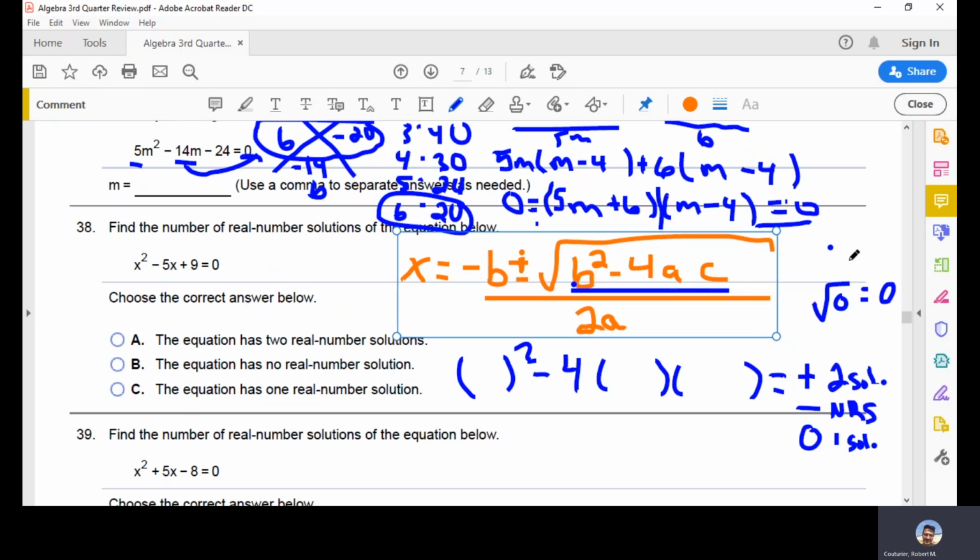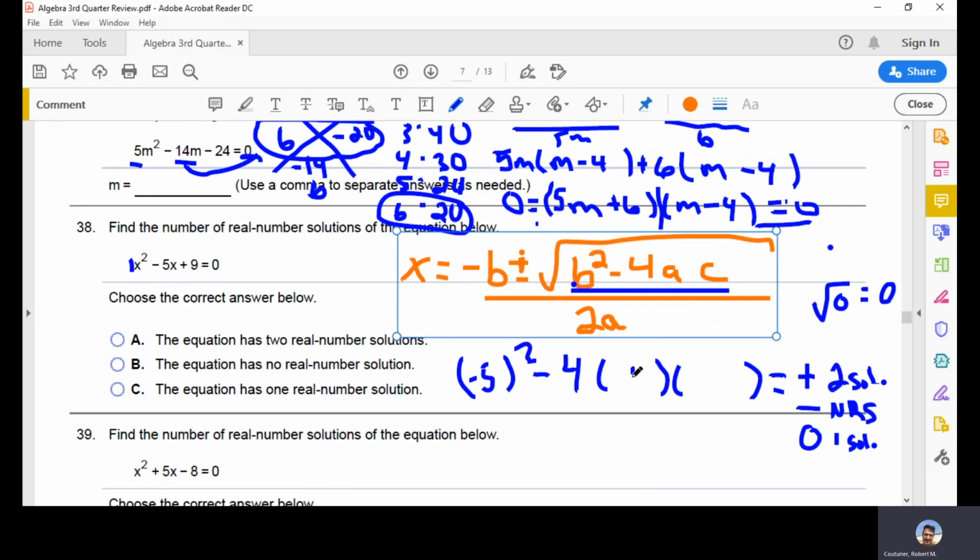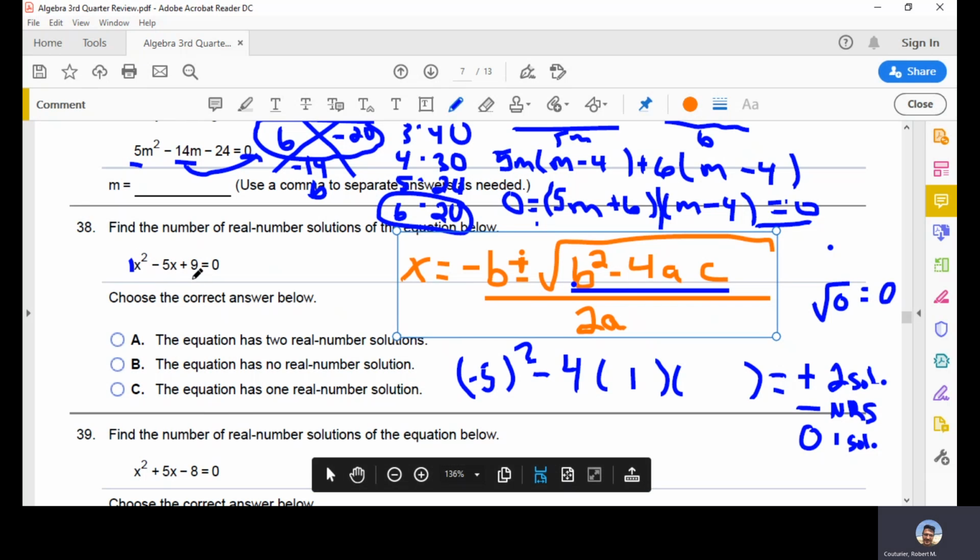That being said, now let's apply this information, because this was, of course, the review. This is why we're reviewing. The discriminant is the radicand, all the junk underneath the square root in your quadratic formula. So b, in this case, b is -5. So we can plug in a -5 here. All right, a is 1. Plug in a 1 there. C is 9. Plug in a 9. And then we can start to calculate this.